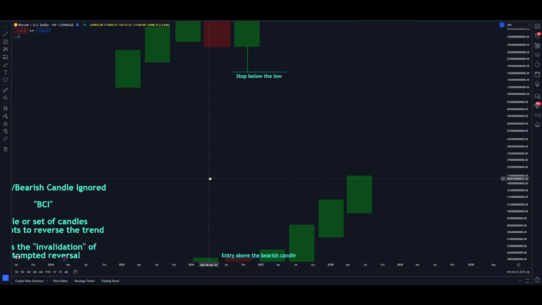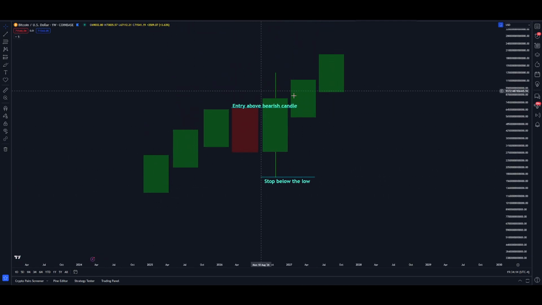Did I draw that up here? Yes, I did. So same as before, if you have a wick in the candle that does the engulfing, then instead of your stop loss going below the engulfed candle, it'll just go below the low of this candle. Okay, so buy here, stop loss here.